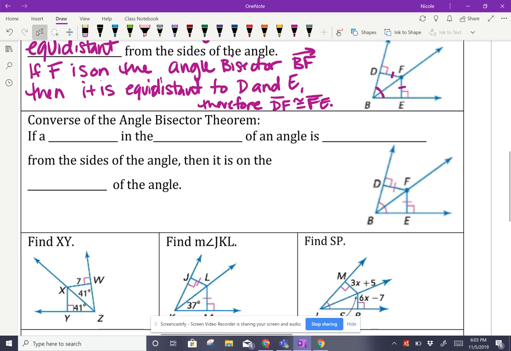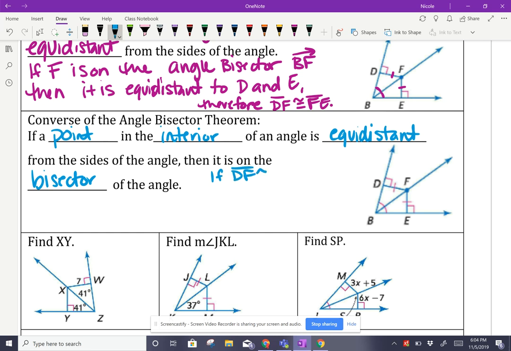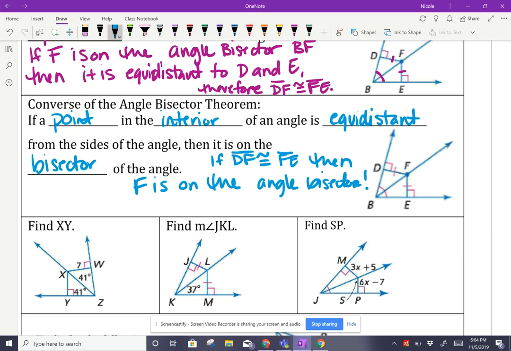So let's take a look at the converse. Again, not too much different from the converse of perpendicular bisector. So if a point in the interior, so it's in between or inside of an angle, is equidistant from the sides of the angle, then it is on the bisector of the angle. So we are given, if DF is congruent to FE, then F is on the angle bisector. Not too bad.